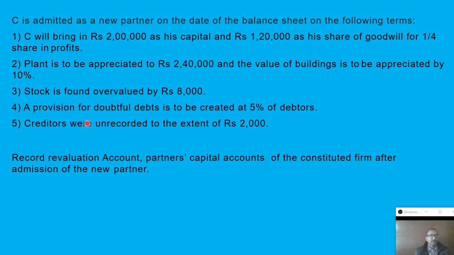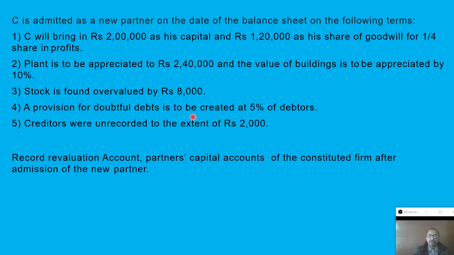Now the next adjustment, number 4: a provision for doubtful debt is to be created at 5% of debtors. We know that all the debtors are never good debtors, a few are bad, a few are doubtful. When it is a bad debt, we have to eliminate that. But if it is doubtful, we have to create some provision. So a 5% provision is there, and that provision is ultimately a current liability.